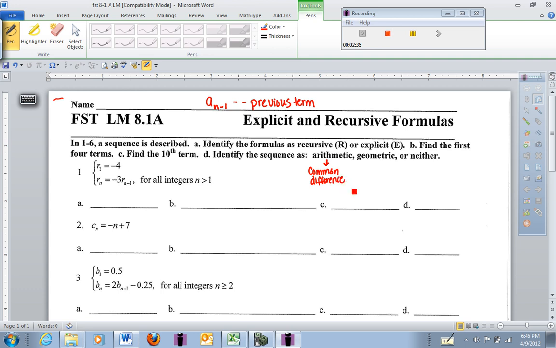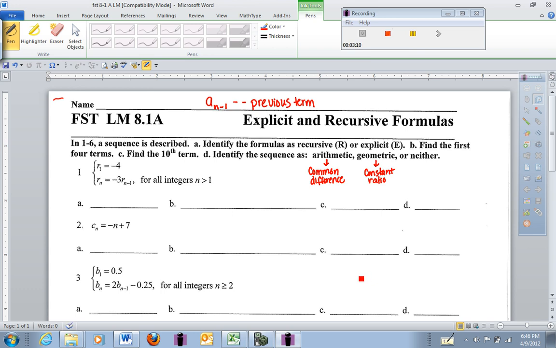So if each number in the sequence goes up or down by a fixed amount, it could be an increase of 5, for example, or a decrease of 3, something like that. That common difference would make it an arithmetic sequence. A geometric sequence, on the other hand, is going to have a constant, what we call ratio. In other words, if I take a term and divide by the previous term, I will always get the same fraction or whole number.